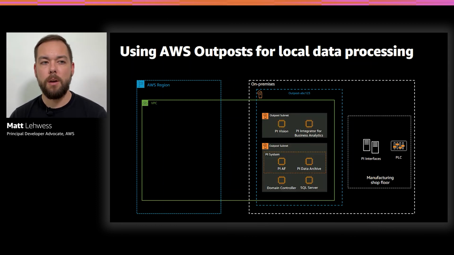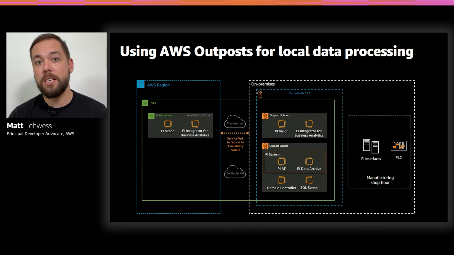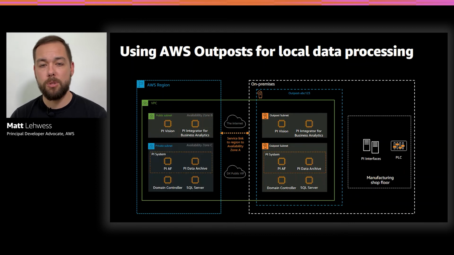So in this case, we're using OSI Pi and things like Pi Vision, domain controllers, SQL servers, and our Pi data archive locally inside the outpost. But because the outpost is an extension of an availability zone, it does need an always-on connection, and it is also interacting with the region level deployment of our OSI Pi system. So now we're using the outpost for local data processing.